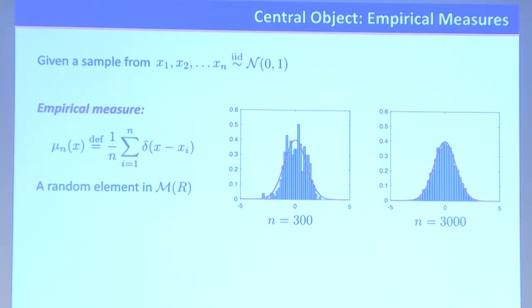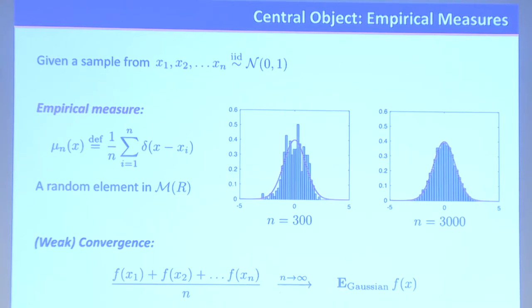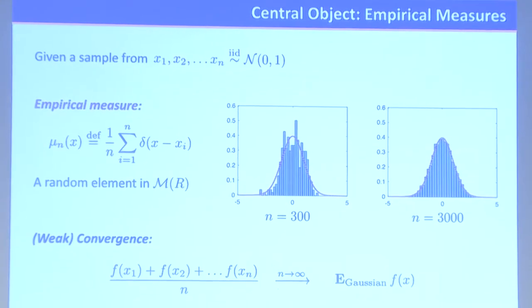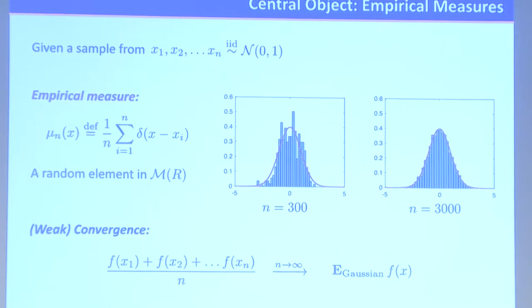Now, how do we use this convergence? This is what we want to use next. Now here, this line is a very familiar consequence of the law of large numbers. If you have a function f, then the empirical average of these IID random variables will converge to the expectation of f of x, right? And the expectation is taken with respect to the Gaussian distribution.